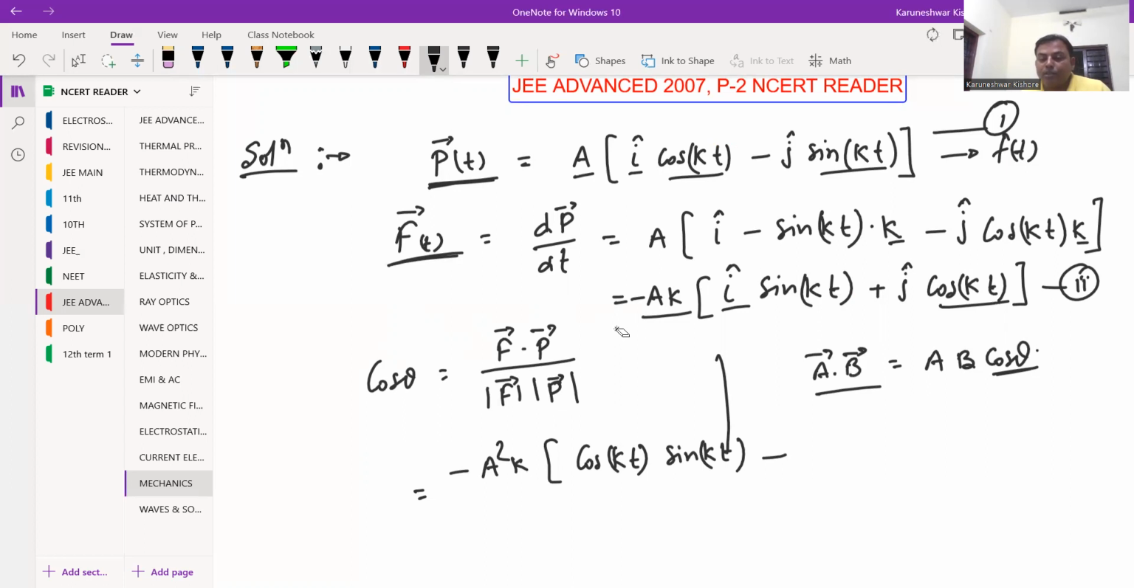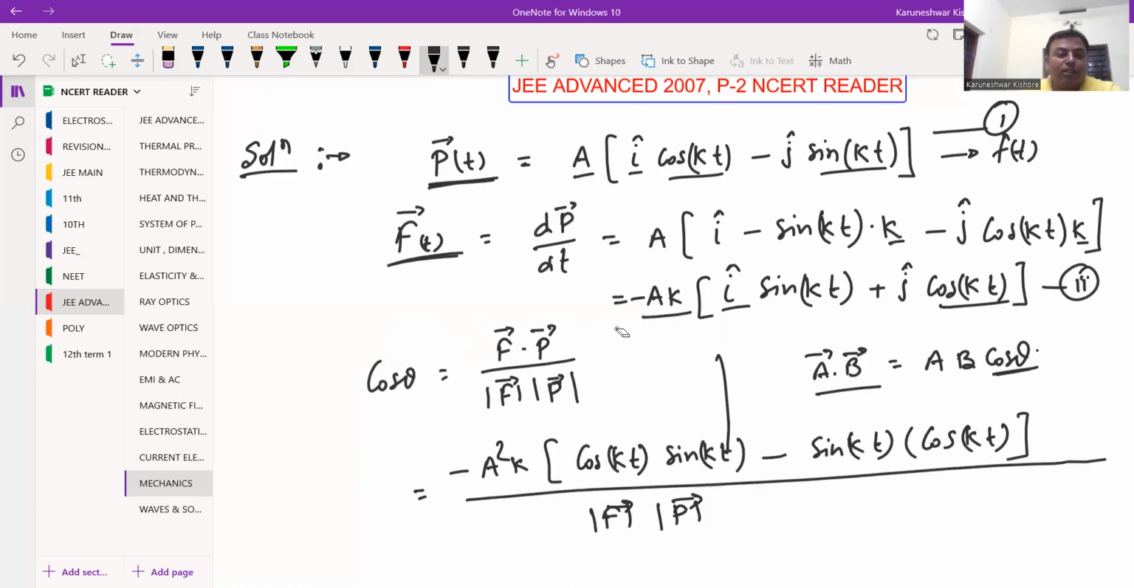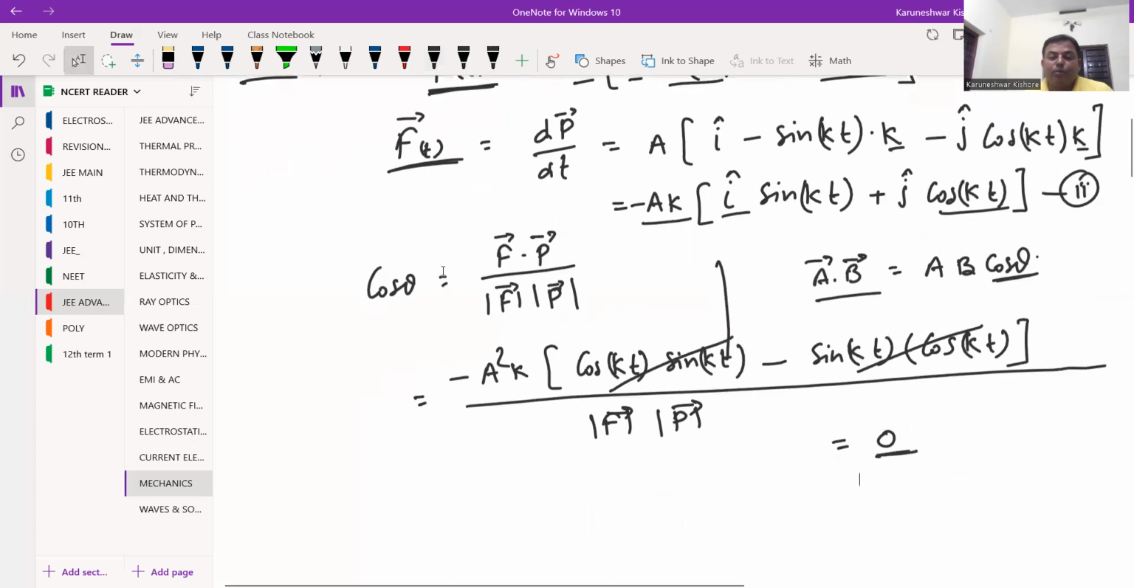So it is sine kt multiplied by cos kt, divided by the modulus of force and the modulus of linear momentum, that we can see. Now you can see here that this numerator part is 0, because both terms are the same and get cancelled, so it will be 0 only. Cos theta is 0, it means, what can we say about the theta?